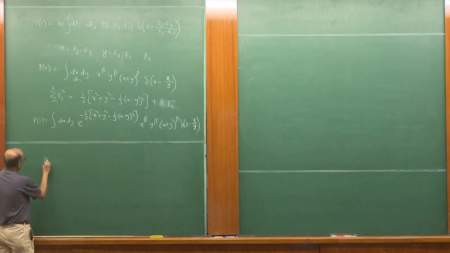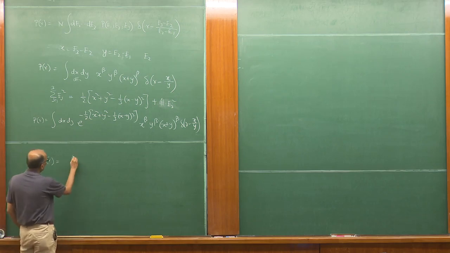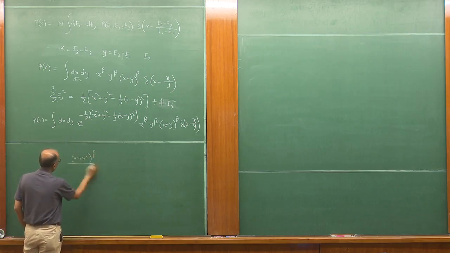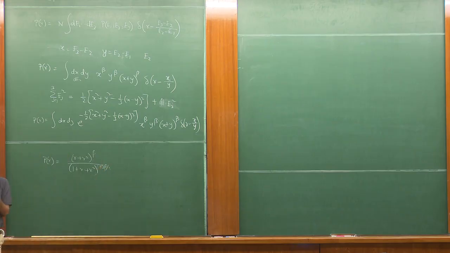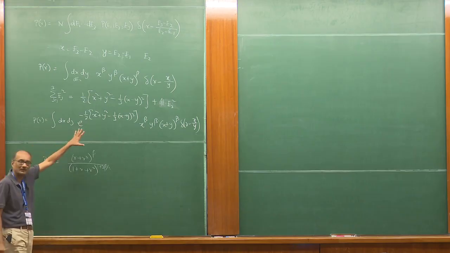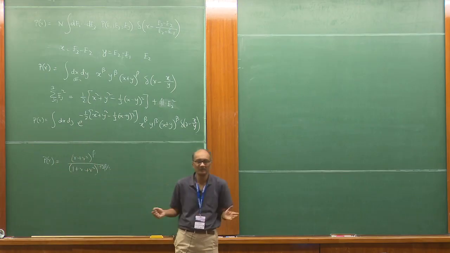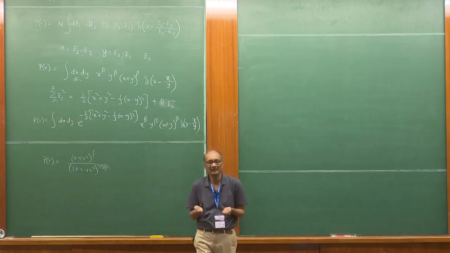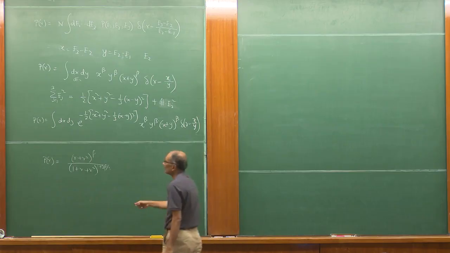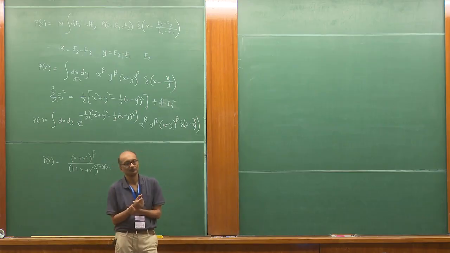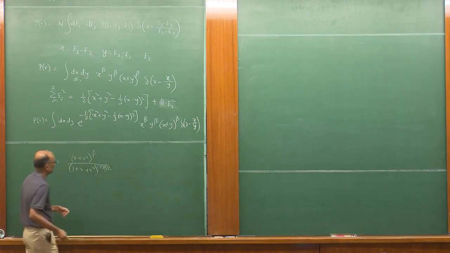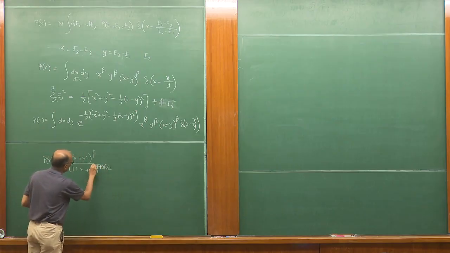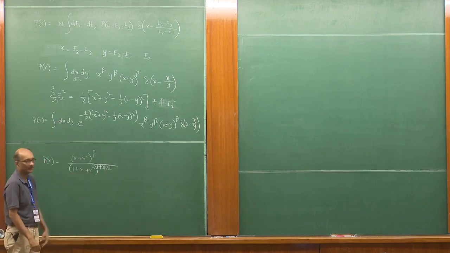So after taking all normalization into account, this P of R turns out to be R plus R squared to the power beta by 1 plus R squared to the power 1 plus 3 beta by 2. Okay, that's the result for the distribution, and it's quite a bit of work. I'm not saying that this is very easy, but the point is that this at least gives you an analytic expression for this P of R. That's 1 plus 3 beta divided by 2.